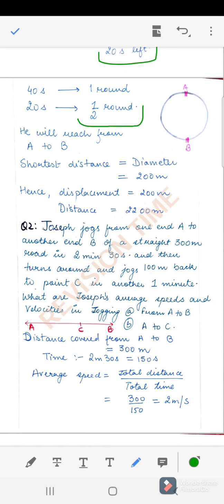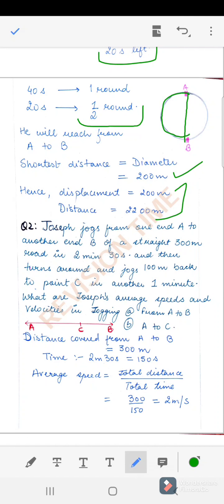So he will be going from position A to B, and displacement, we know, is the shortest path between the initial position and final position. Here the shortest path is this straight line, and this is nothing but the diameter of the circle, and we are already given that the diameter of the circle is 200 meters. Hence we find the answer.